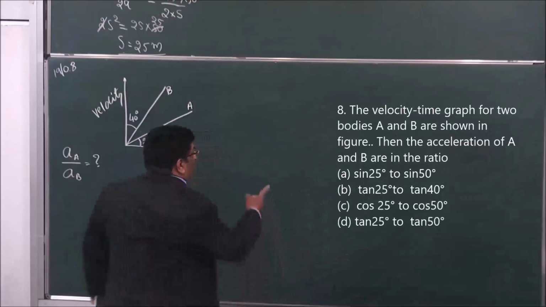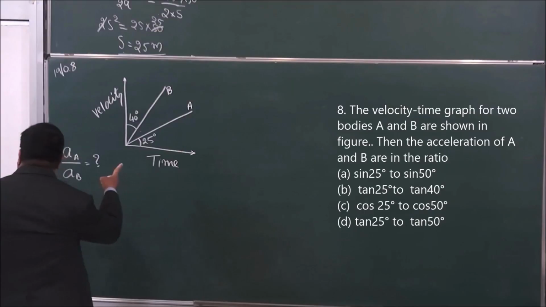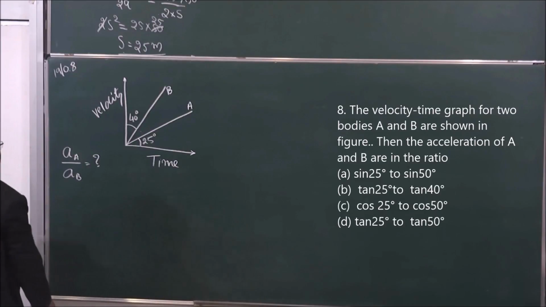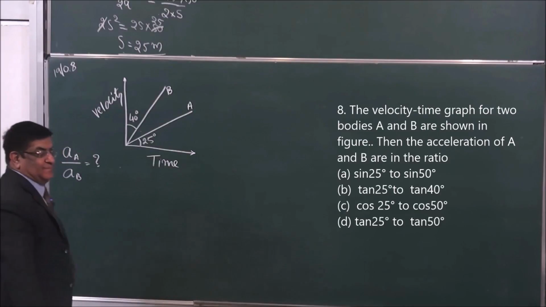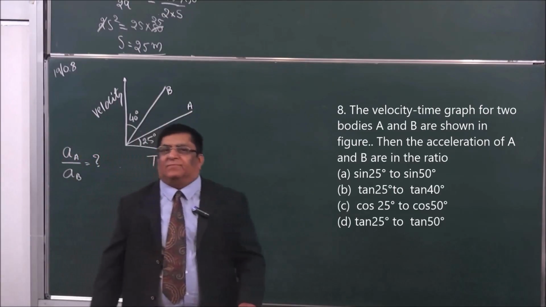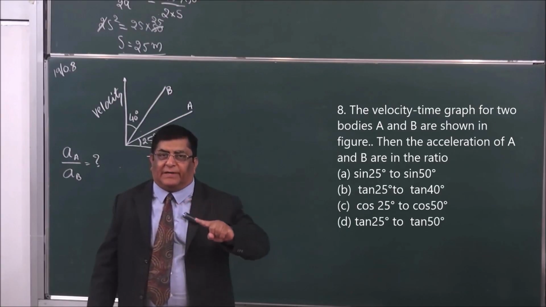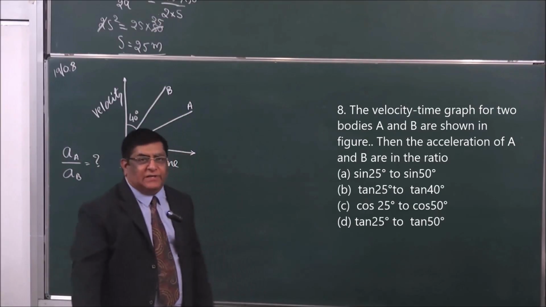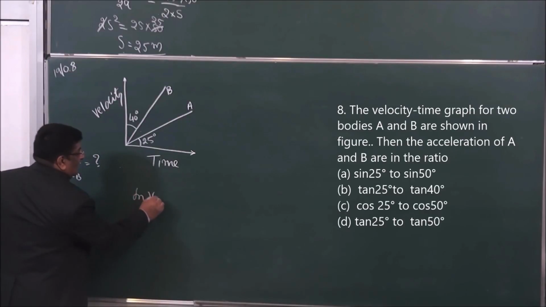Thank you. See this question. It says the velocity time graph for the two bodies A and B are shown in the figure. Then the acceleration of A and B are in this ratio, and there are 4 options of that ratio. Okay, there is nothing much to calculate in that. In VT graph, how do we find acceleration? That is our test.